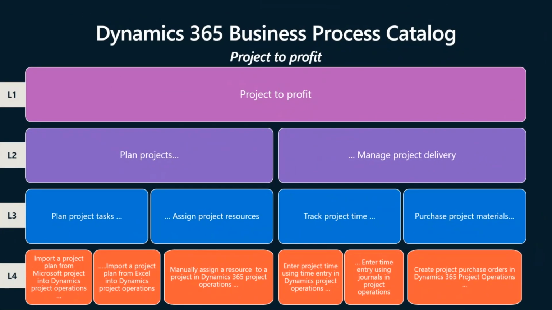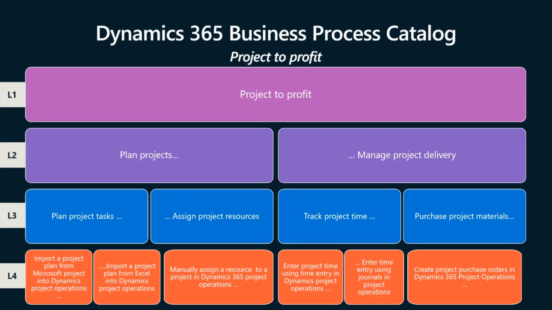So first thing, I would like to show what our recently published Project to Profit business process catalog looks like. So we talk about the Project to Profit catalog in 4 levels. Level 1 being the end-to-end process. Level 2 being business process areas like plan projects, manage project delivery. At level 3, we cover specific business processes within an area, such as plan project tasks, assign project resources, etc.